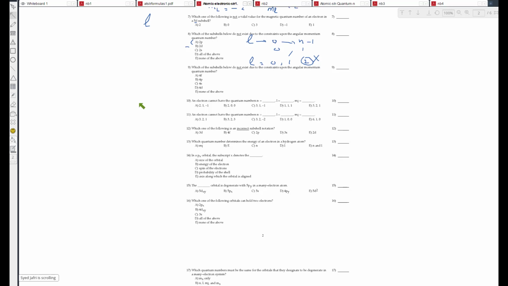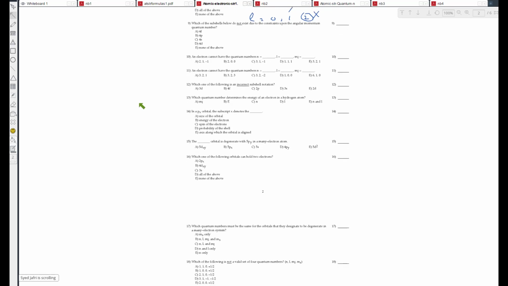Okay, what about 9? Which of the subshells below do not exist? 4F, I believe that's there. 4P is possible. 4S is possible. 4D is possible. So would E be the right one this time? You're right, none of the above, because they're all possibilities. Very good. Excellent. Now do the 10.